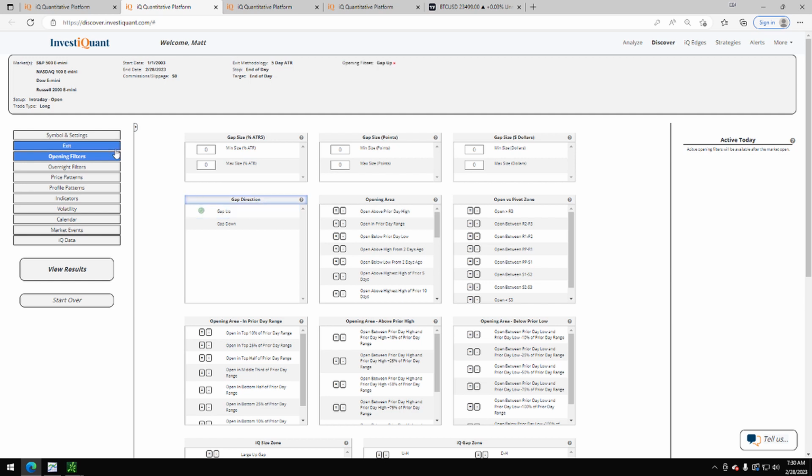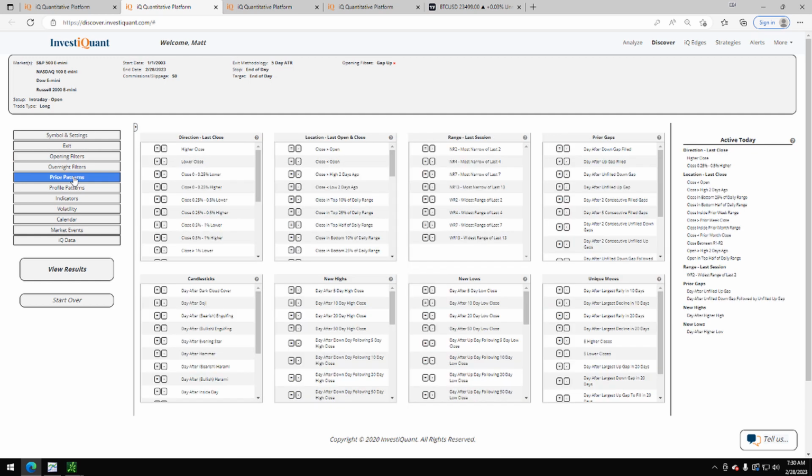So I'm going to go to opening filters, click on gap direction, gap up to add that piece of information to the test. The next thing I'm going to do is go to the price patterns library. From here, I'm going to grab one piece of information, and that's going to come from the active today, which is telling you what is true from this library for today. So if I scroll down to where was the close relative to the last month close? Yesterday's close was below the prior month close. So I just clicked on that. It's been added to the test. It comes from this location of last open and close category.